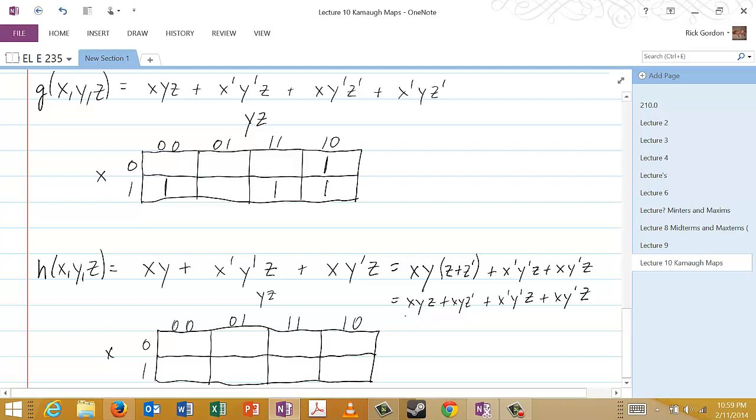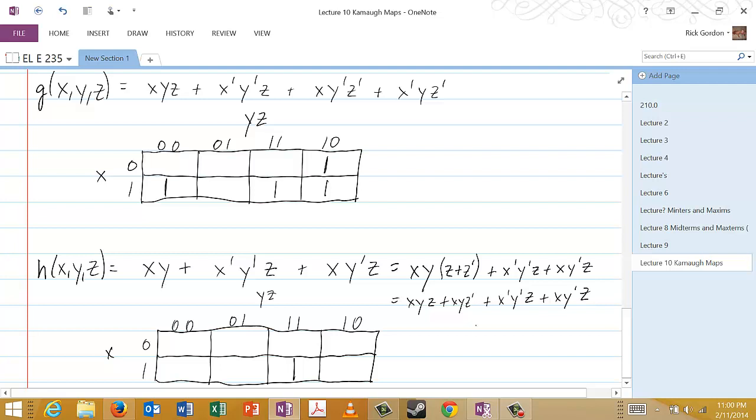For this first term, xyz, we need 1, 1, 1. That is, when x is 1, excuse me, I filled in the wrong one there. Right here. When x is 1 and y is 1 and z is 1, as is the case in this cell, then the function h must be 1 because this first term is equal to 1 under those circumstances, and 1 ORed with anything is 1. Let's look now at the second term. In fact, I really strongly encourage you to turn off the video for a moment and try to fill in the rest of the Karnaugh map for this function.